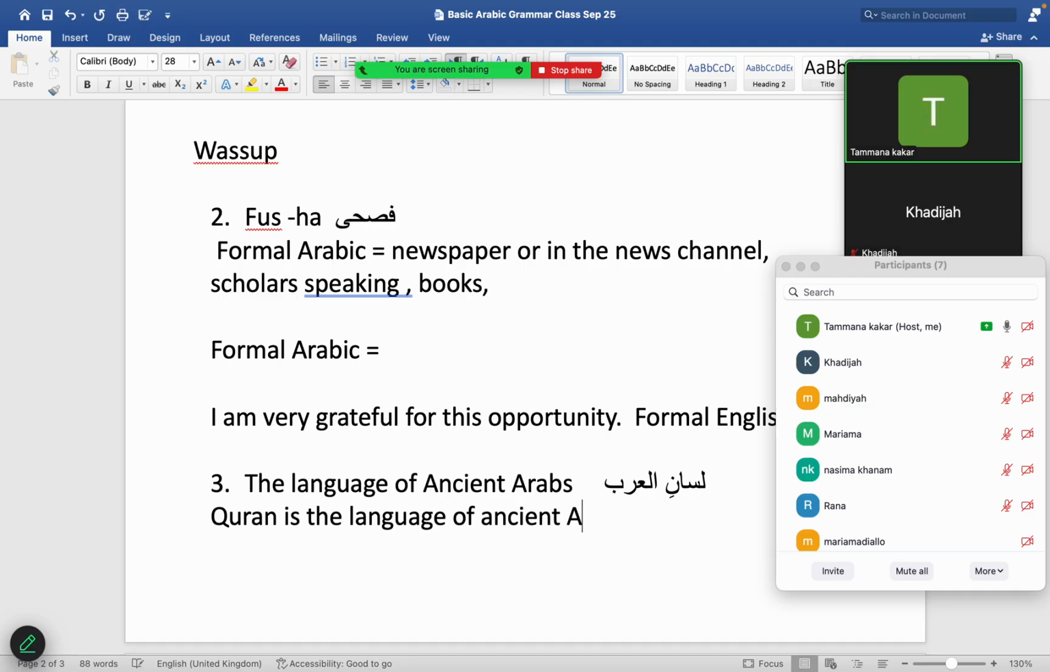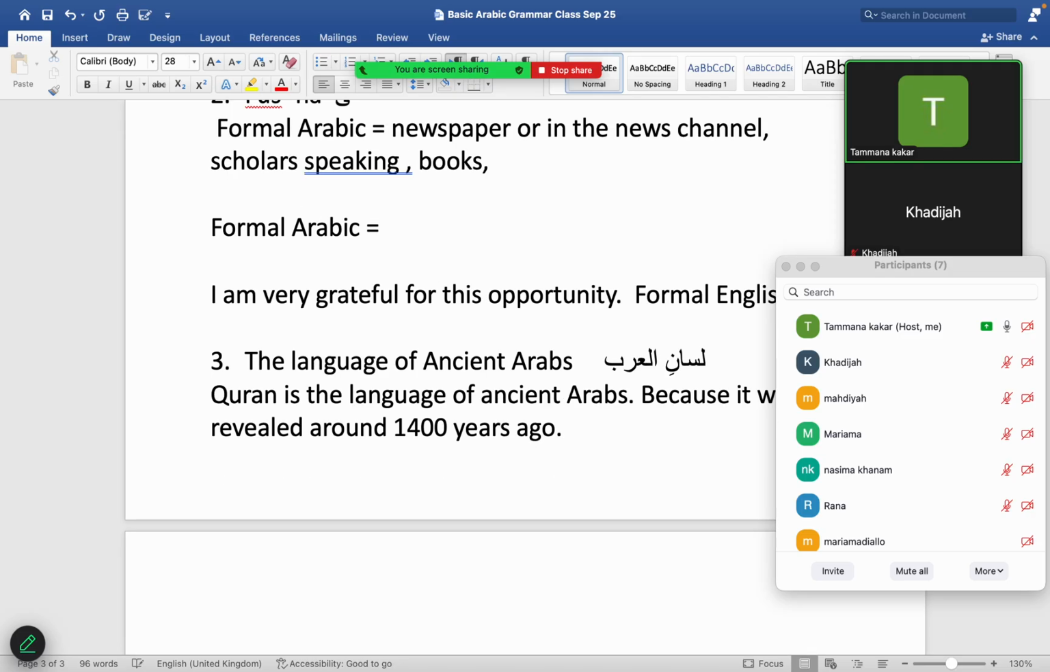Because it was revealed around 1400 years ago, more than that. But people around that time knew that language. They used to speak it for hundreds of years. That's why the Quran was revealed in the Arabic language, so that people could understand.